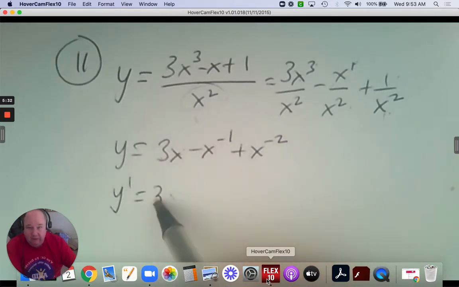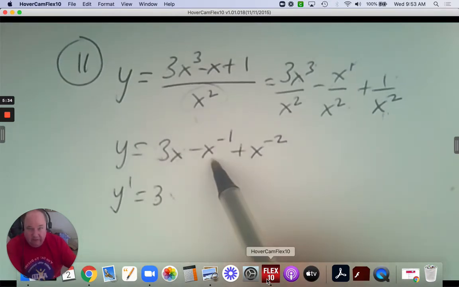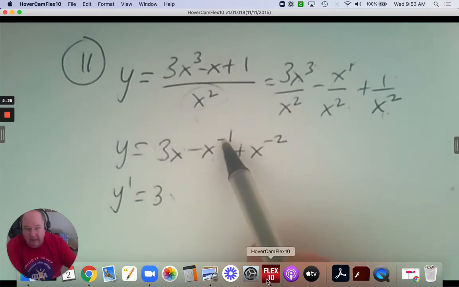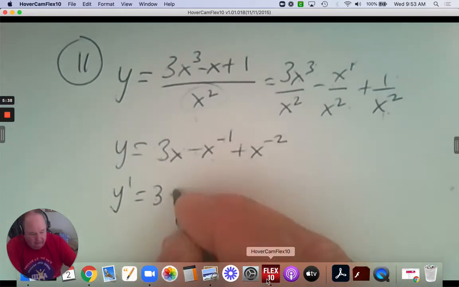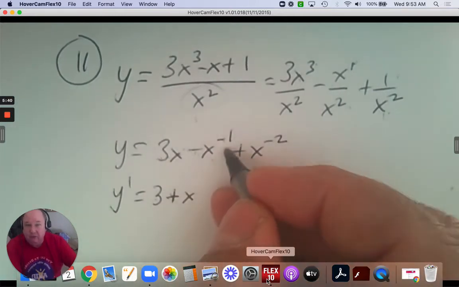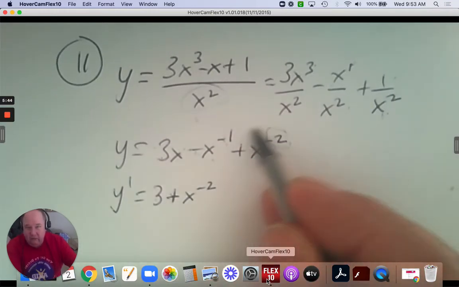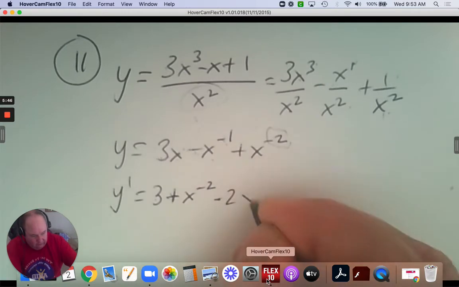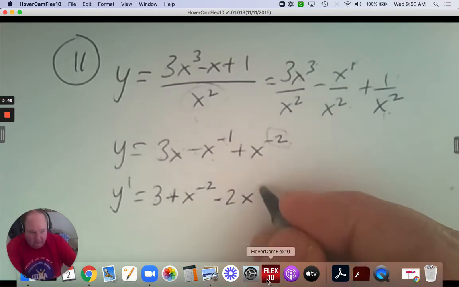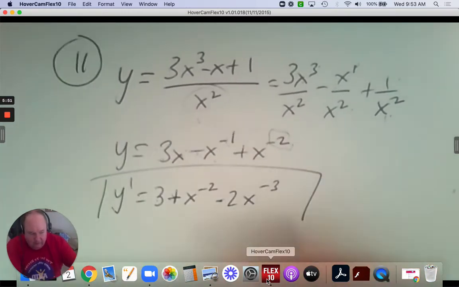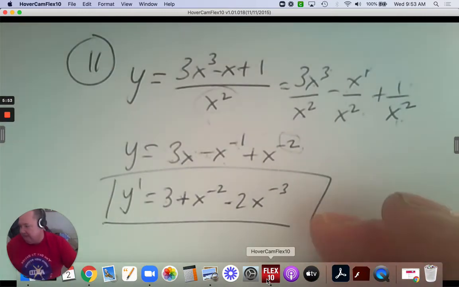So the derivative of 3x is 3. For the next term, we multiply. So negative 1 times negative makes it positive. And then you subtract 1 from the exponent. So again, negative 2 times in front is negative 2. And then you subtract 1 from the exponent. It's not difficult, but when you don't practice, you're going to forget.